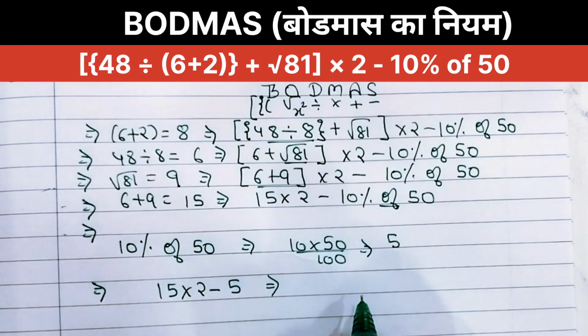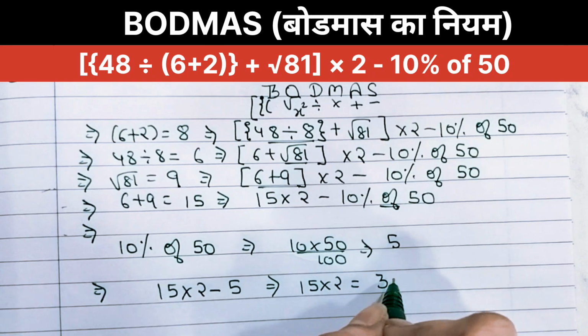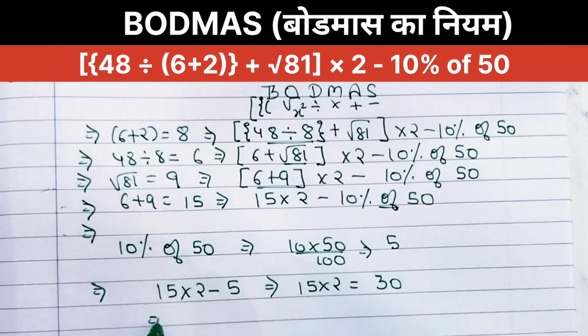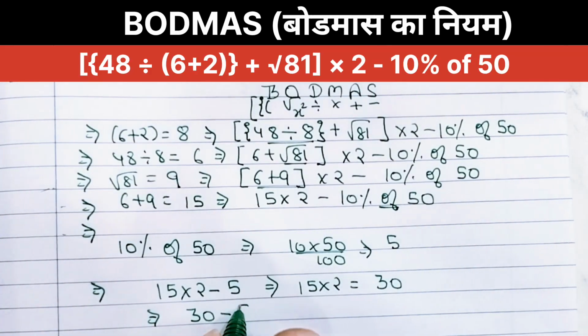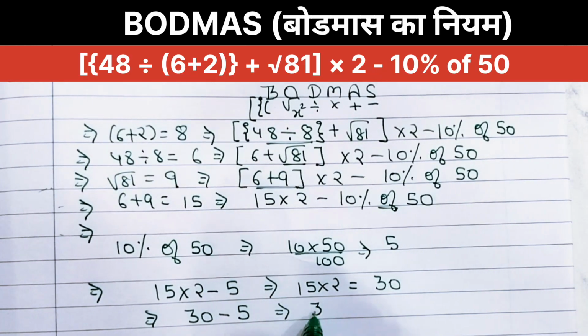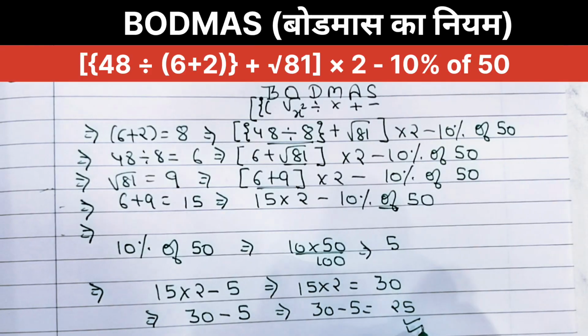Move to the next step, multiplication. Now 15 multiplied by 2 will get 30. And according to this step, multiplication must be finished before performing subtraction. And now the current expression becomes 30 minus 5. Now perform the last step, which is subtraction. Finish the last remaining operation, which is 30 minus 5. Accordingly, we'll get 25 as the final result.